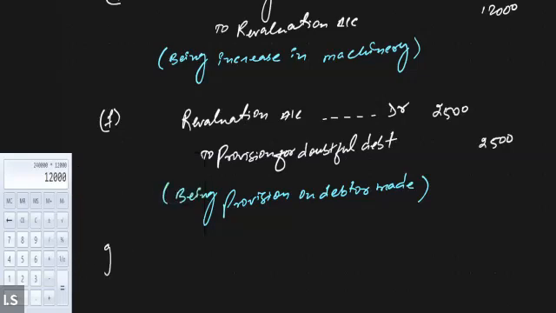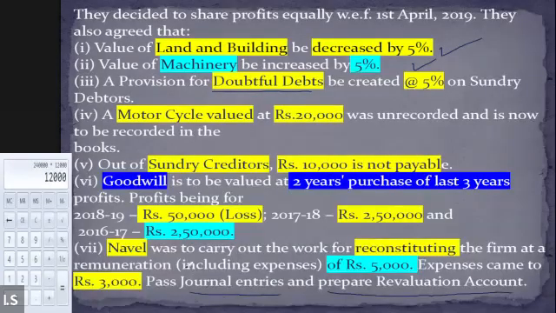Next item, G. The question is telling us that a motorcycle valued at 20,000, which was unrecorded, is now to be recorded in the book. There is one unrecorded asset. We haven't recorded the value of the motorcycle earlier while preparing the balance sheet. Now we have a motorcycle, the value of which is 20,000. Since it was unrecorded earlier, we will be recording it now in the balance sheet.